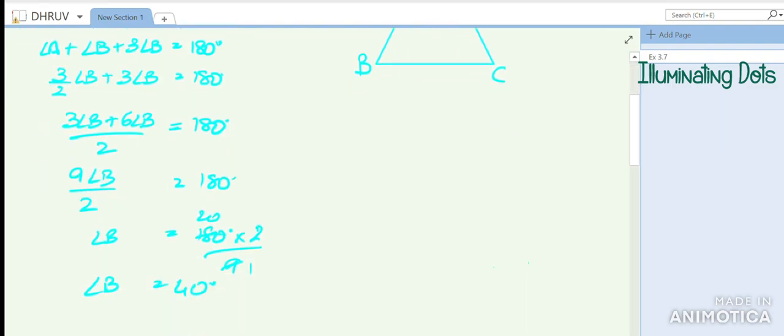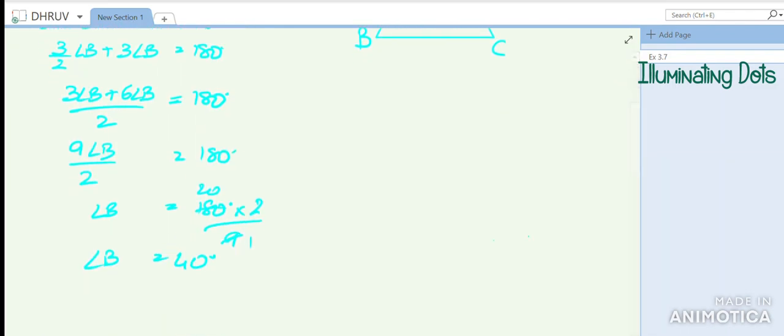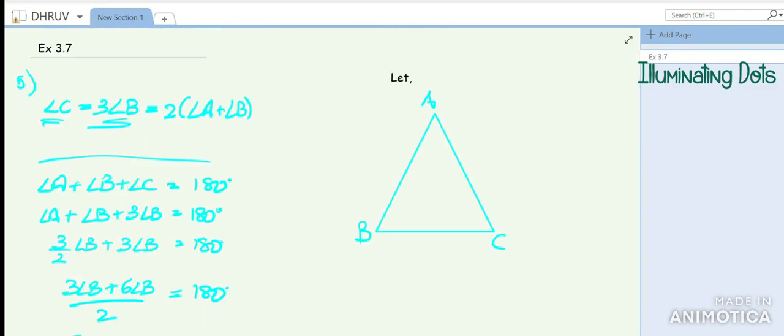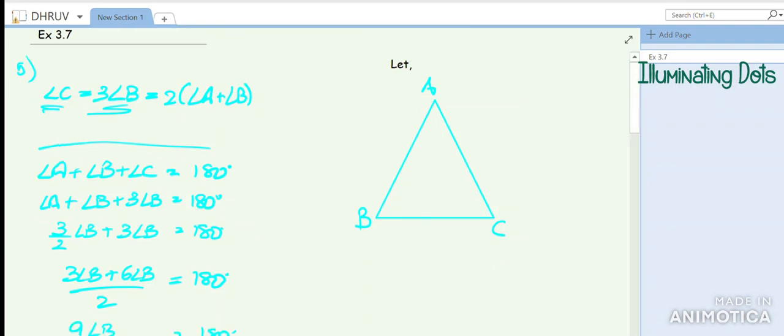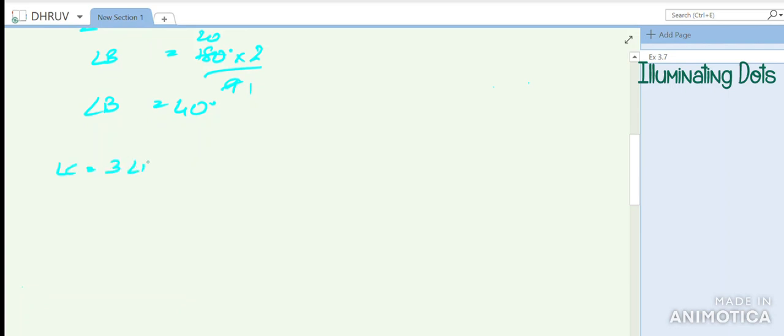Now I want to find the value of A and C also. Before that, I know that angle C is equal to 3 times angle B. So I write it directly. Angle C is equal to thrice angle B, that is, angle C is equal to 3 times 40 degrees. That is, angle C is equal to 120 degrees. So this is the value of B and this is the value of C.